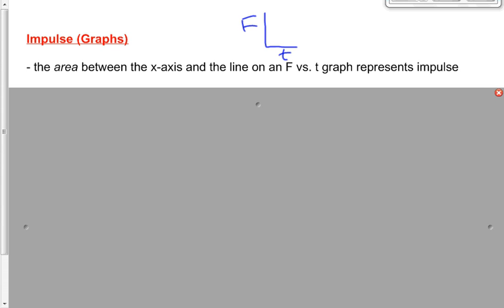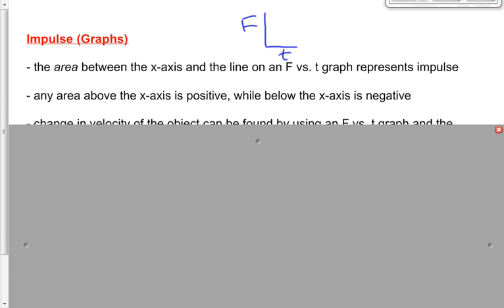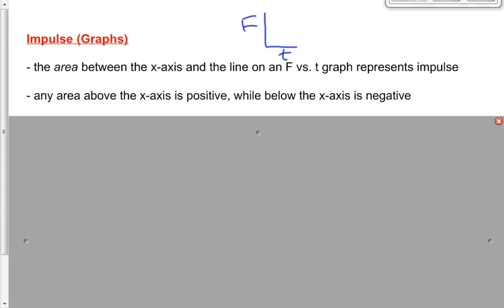In fact, more specifically, I want you to think 3 words. I want you to think area equals impulse. Whenever you see F versus T, whatever the shape is, I don't care whether it looks like this, or like this, or like this. Think area equals impulse.